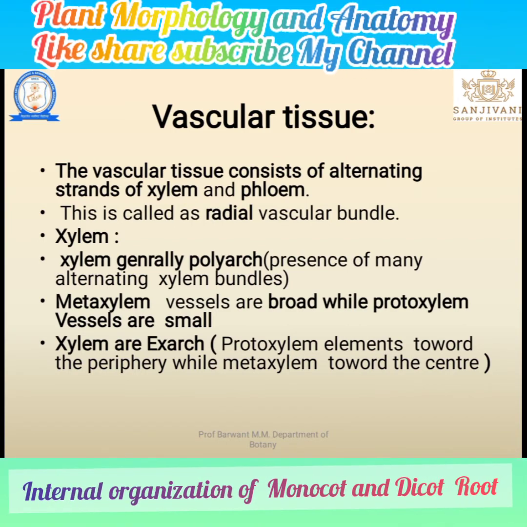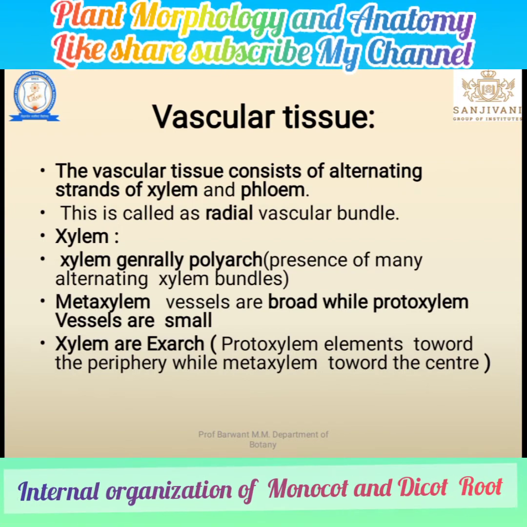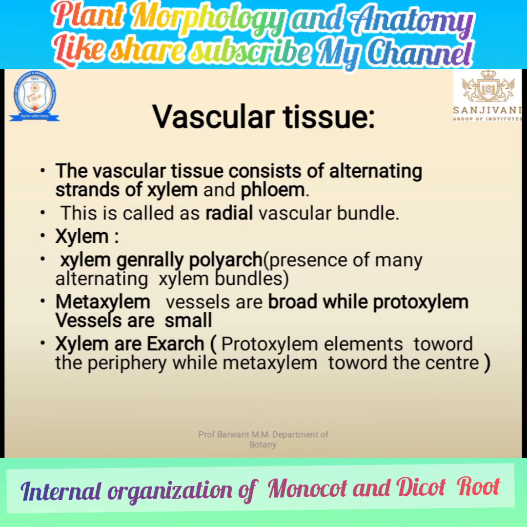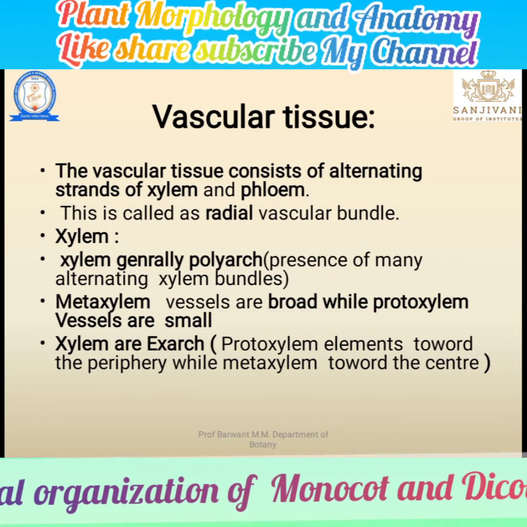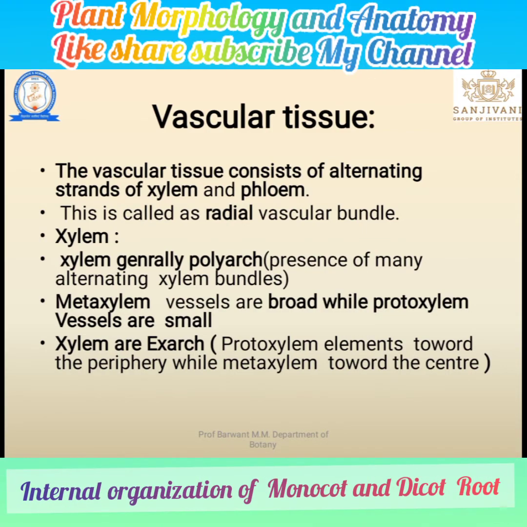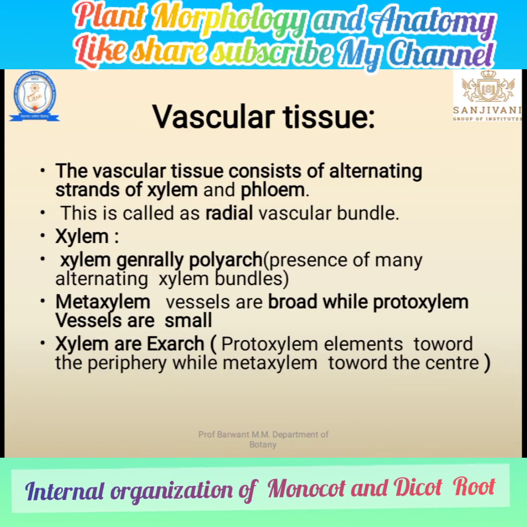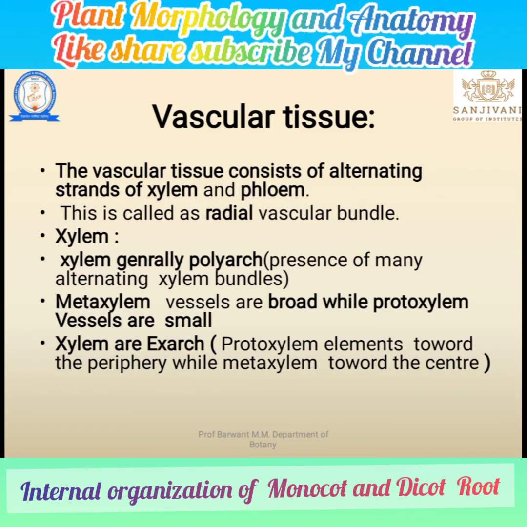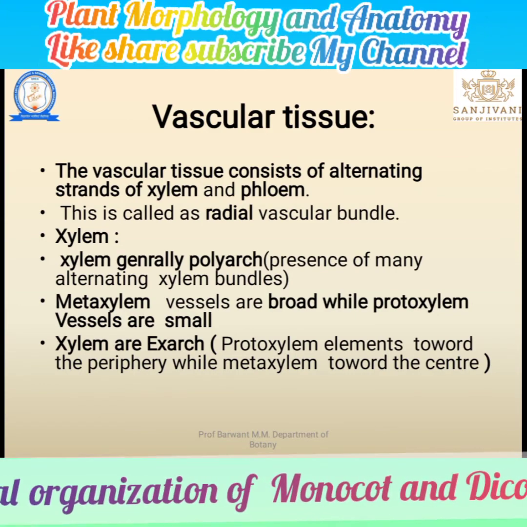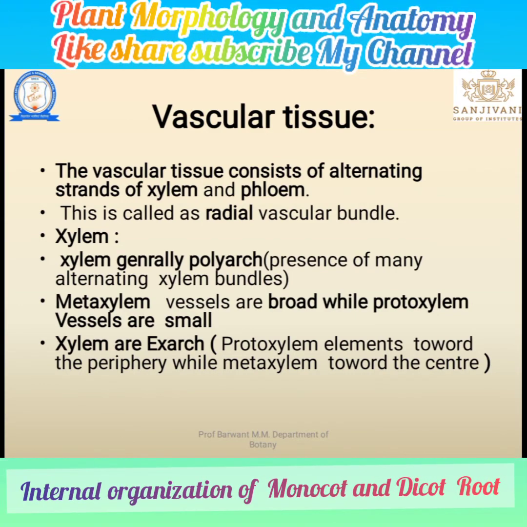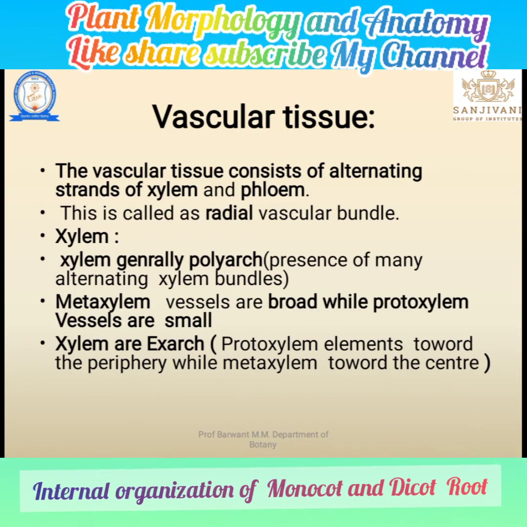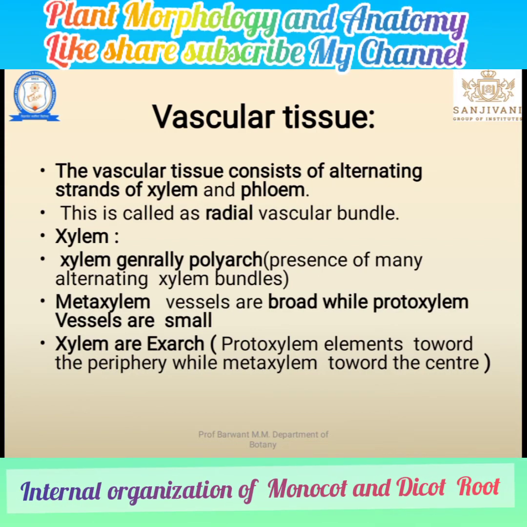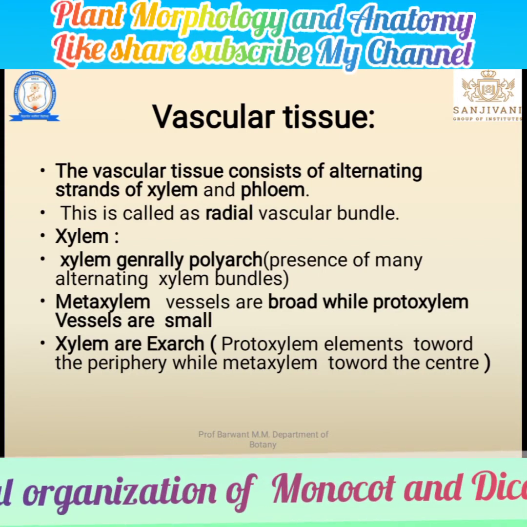Keep in mind, this is very important in this description. Which type of vascular bundle is present in a monocot root? The answer is a radial vascular bundle. First, xylem. The vascular tissue is nothing but the arrangement of xylem and phloem. Xylem is generally polyarch. Polyarch means many arms are present in that xylem. Hence it is known as polyarch.